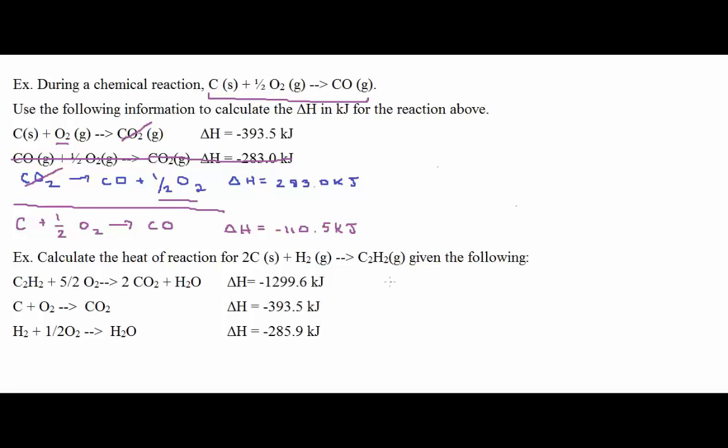So this becomes, I'm going to write it over here, 2 carbon dioxides plus water, and it produces my ethene and 5½ moles of oxygen. Okay. Keep in mind, since I flipped this, that my change in enthalpy is now going to be positive 1,299.6. All right, I want my carbon to be on the reactant side.